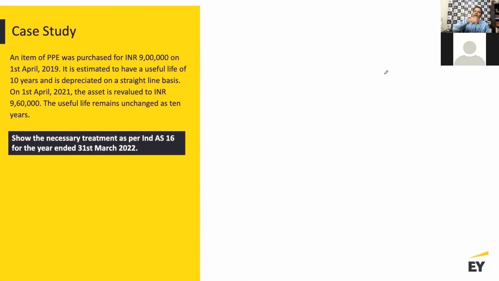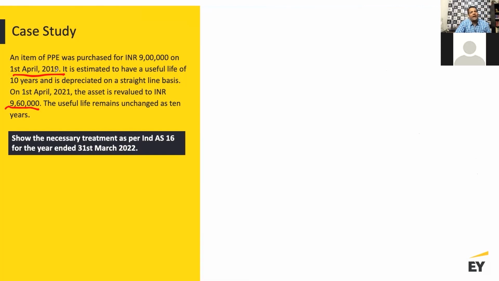So you've done an upward valuation from 9 lakh to 9,60,000. On 1st April 2019, the value was 9 lakh, and after 2 years, in 2021, when you've done this valuation, you realize that the value has gone up to 9,60,000. Show the necessary treatment as per Ind AS 16 for the year ended 31st March 2022.